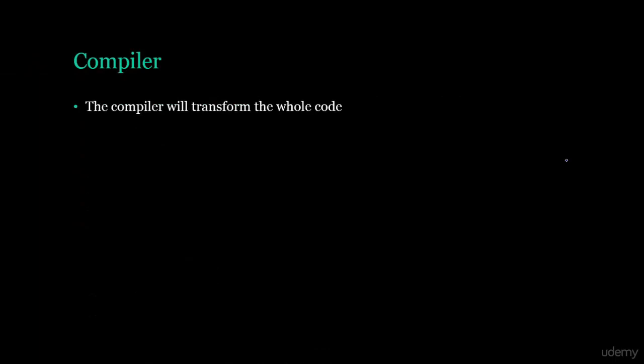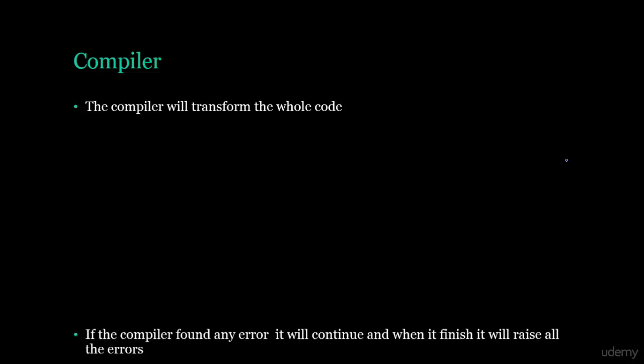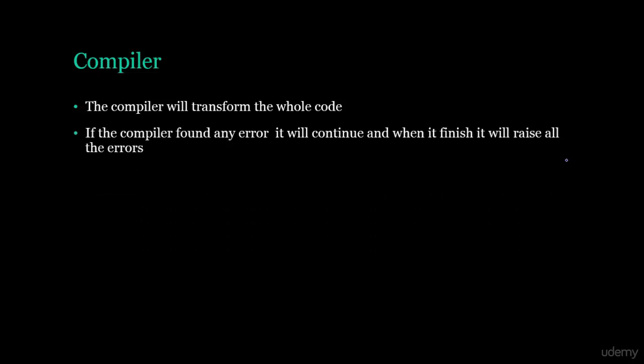Okay, unlike the interpreter, let's talk about the compiler. The compiler will transform the whole code, not word by word like the interpreter. It will transform the whole code. If the compiler finds an error, it will continue, and when it finishes, it will raise all the errors. The compiler raises all errors, not only one error. Let's explain this. If these are the lines of our code here, and we have an error here, error here, error here. The compiler will transform this whole code and will raise 3 errors, not only one error. Okay, like C# programming language.